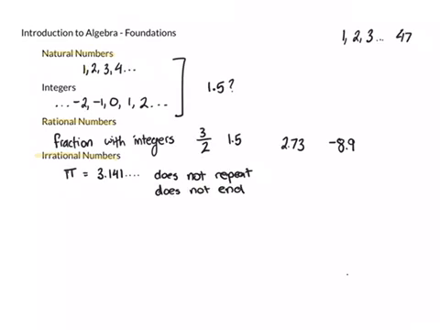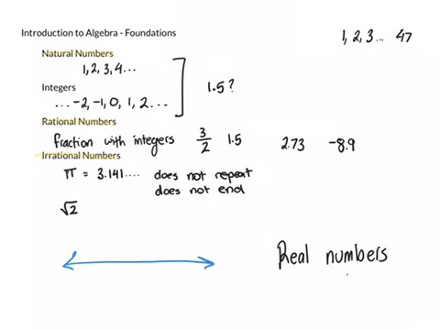The same is also true for example, square root of 2. That does not repeat, and it does not end. So all of these together are what are known as real numbers. So if we draw a number line, and let's say we go from -infinity to +infinity, real numbers are anything that exists on this line.